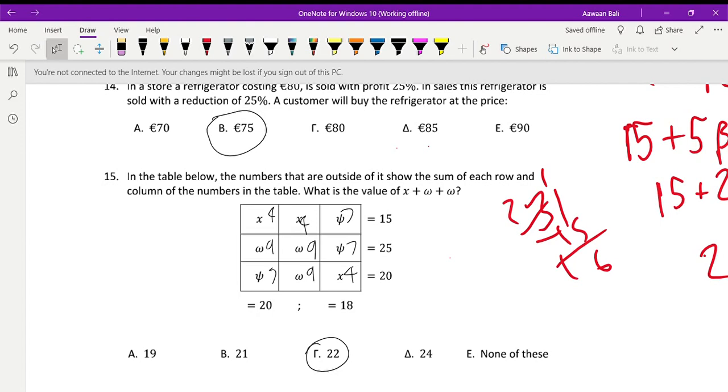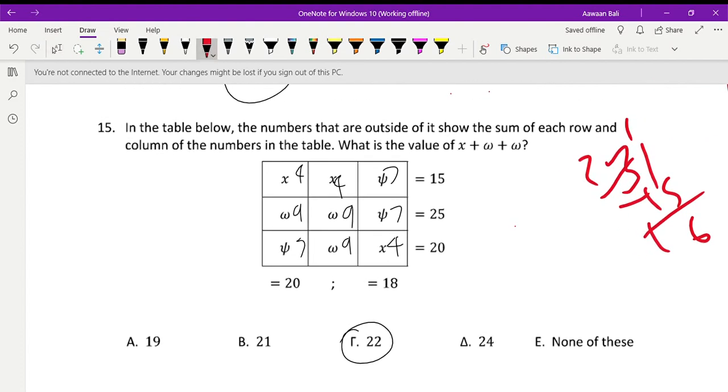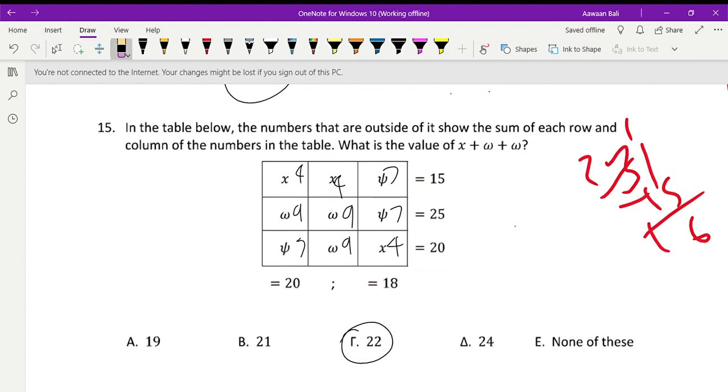Now, in the table below, the numbers outside of it show the sum of each row and column of the numbers in the table. What is the value of x plus omega plus omega? Okay, so the values are listed here already. It's 4, 4, 7, and 9. But since again we have small numbers, we know that we're going to be having small values.